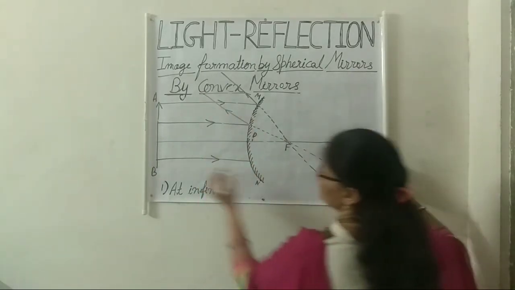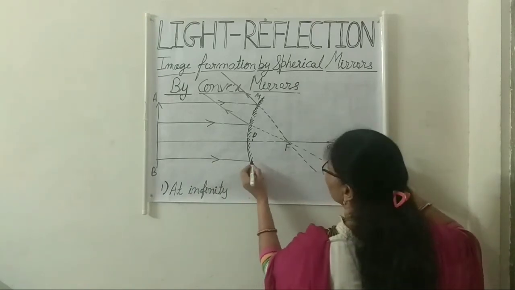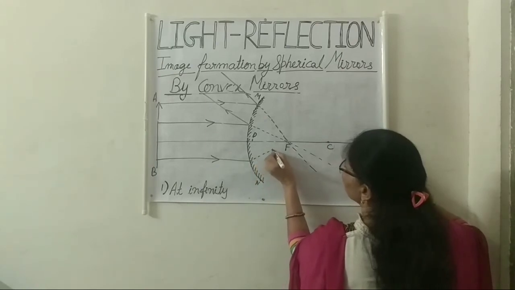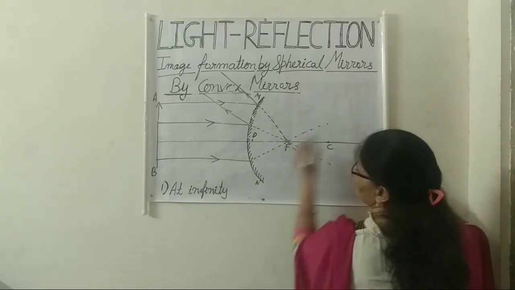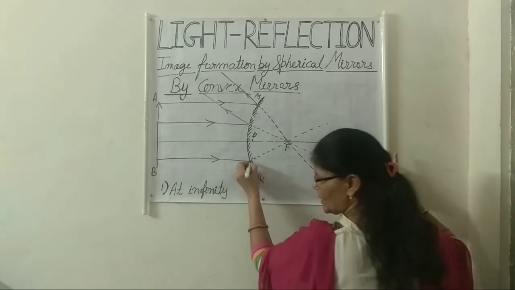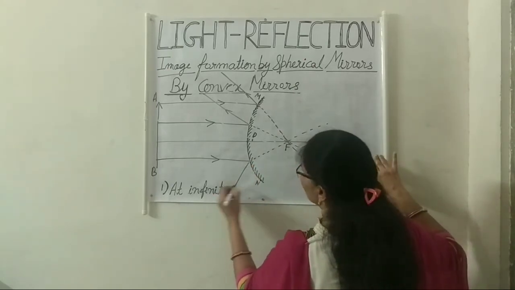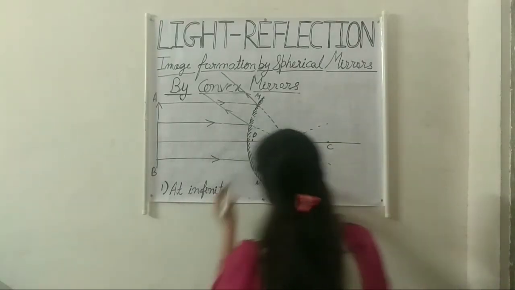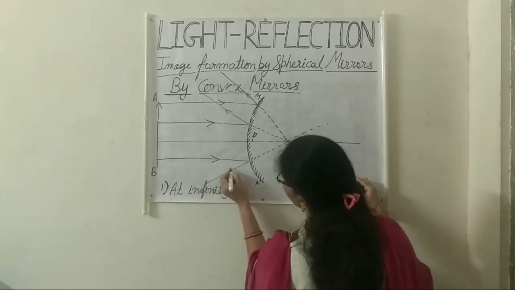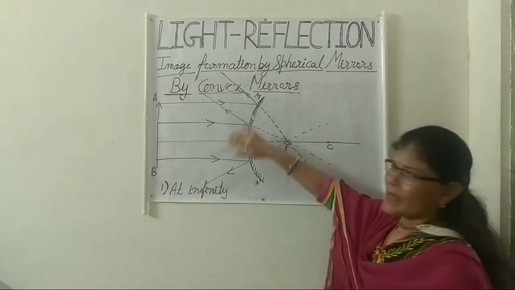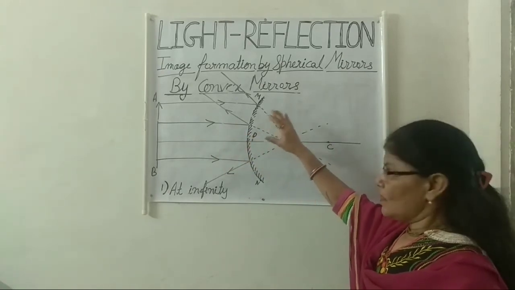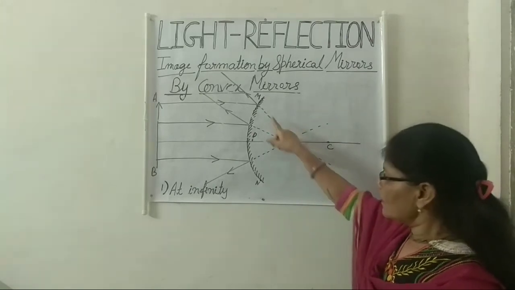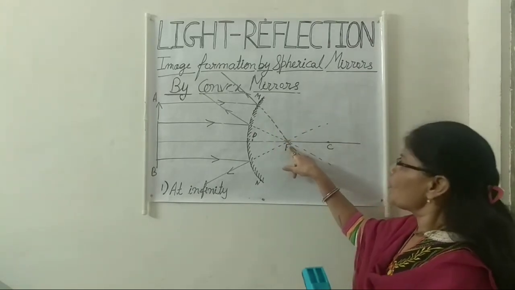Same way, this is again another parallel incident ray. It will also pass through the principal focus, and we have to draw a dotted line, and at the point of incidence we have to draw this reflected ray like this. We have to extend this. So all this parallel beam of light is getting diverged. They are all diverging from a point which is the principal focus.